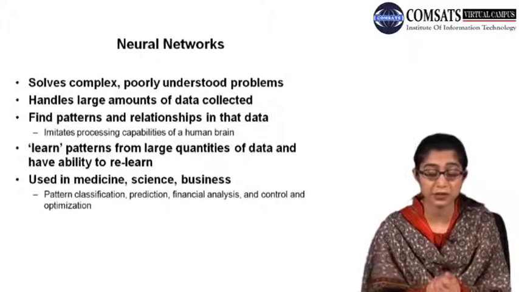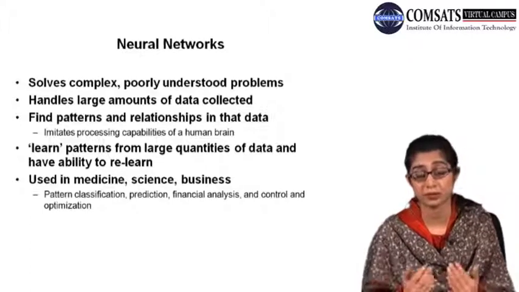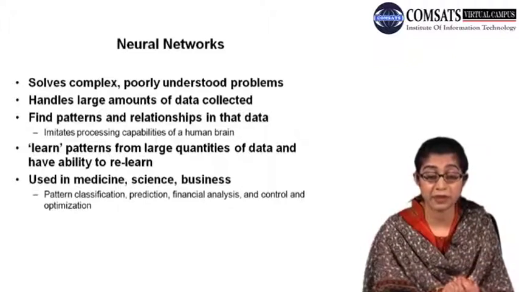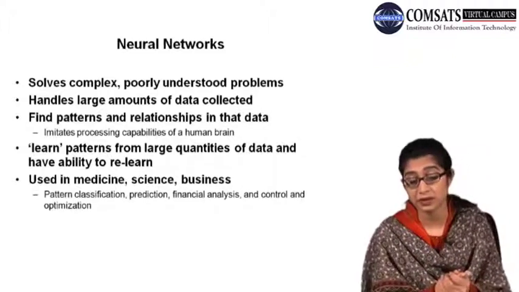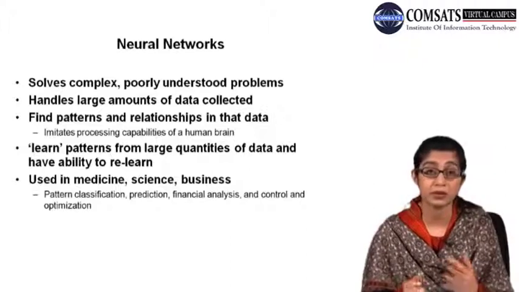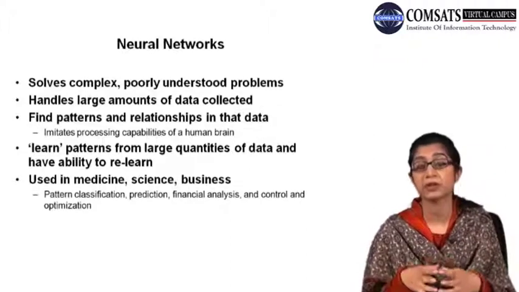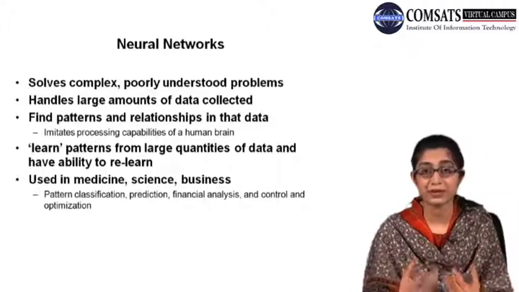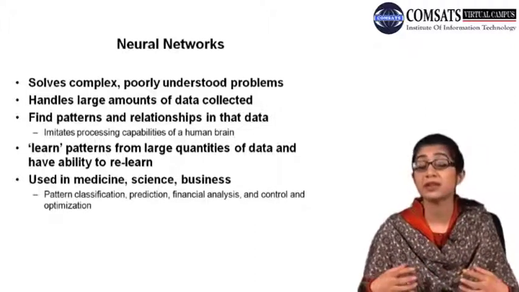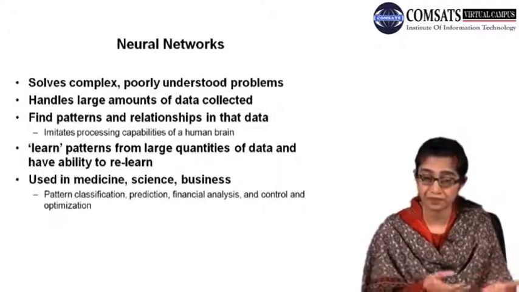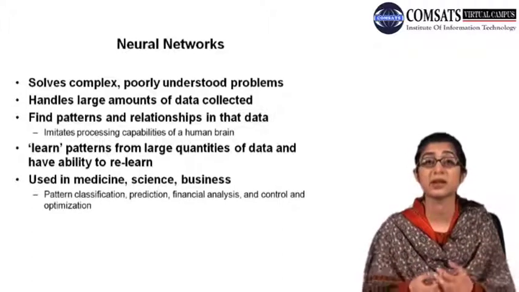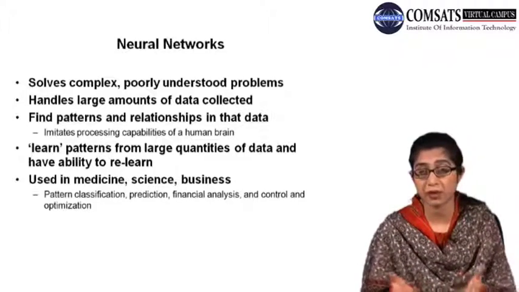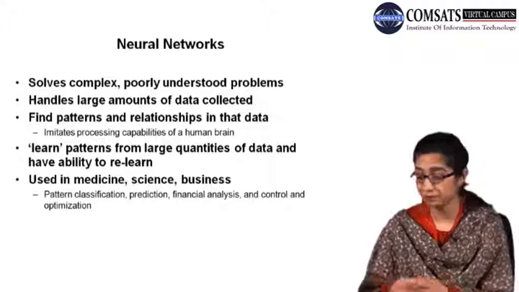Again, neural networks के जो uses हैं, they can be used in medicine, they can be used in science, they can be used in business. For example, they can be used in pattern classification, in prediction, in financial analysis, and control and optimization. So again, a lot of complex tasks, something that cannot be understood easily by human beings. So उस सारे data के अंदर से patterns और relationships create करके they try to solve a problem or come up to a certain solution.